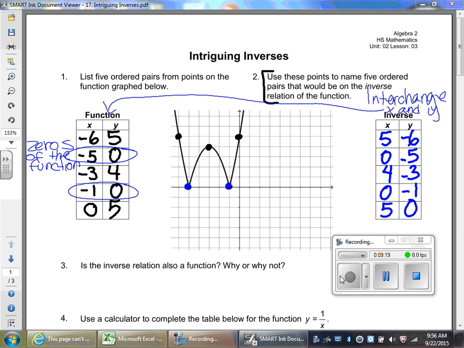Anyone else? What were you going to say, Christopher? The roots. The roots? Awesome. And the reason we call them zeros is because the y coordinate is a 0. Now there's one more. If they're intercepting the x-axis, we call them the x-intercepts.